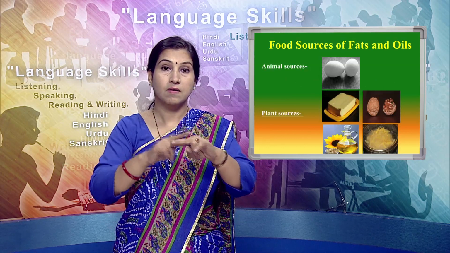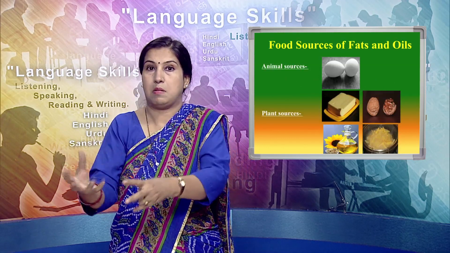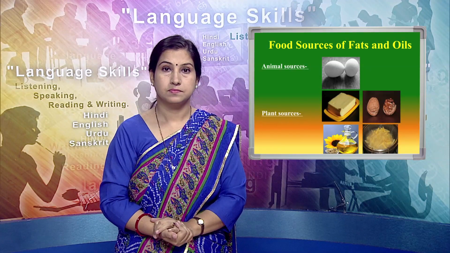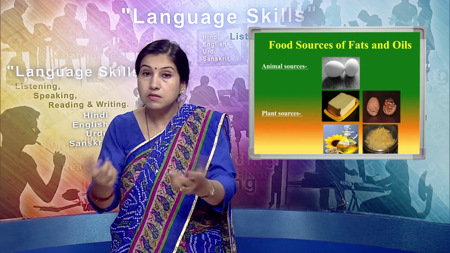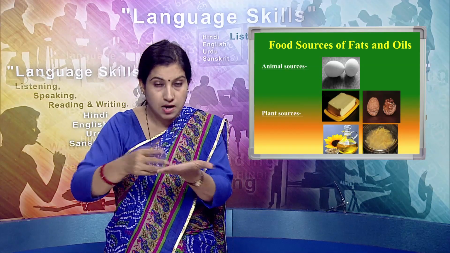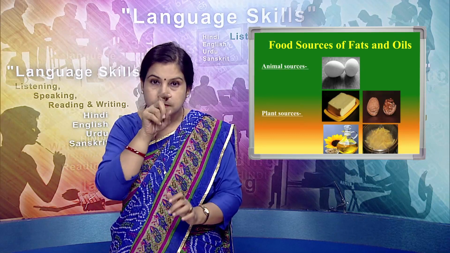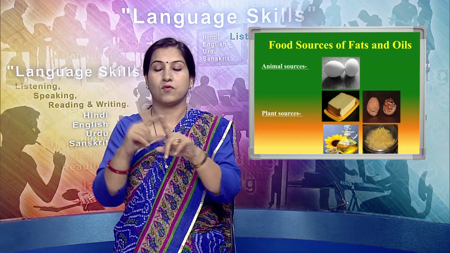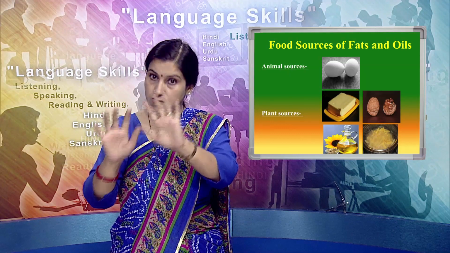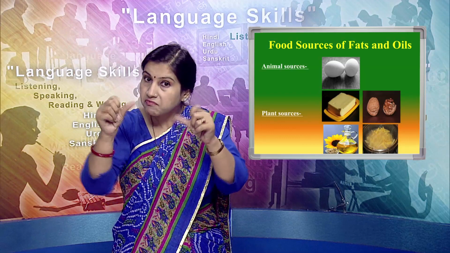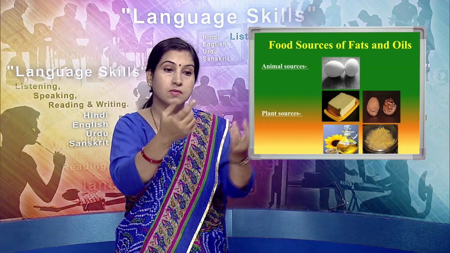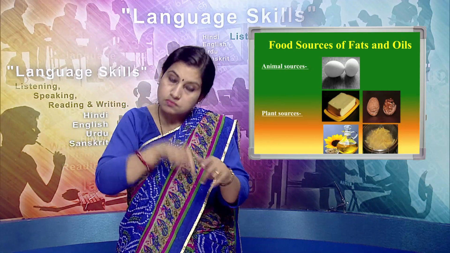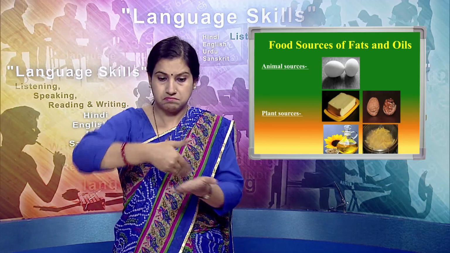Fat comes from the animal sources and plant sources. From animal sources, ghee, butter, poultry, fish, egg, and food sources also contain invisible fat. Plant sources include the fried foods, which are quite rich.